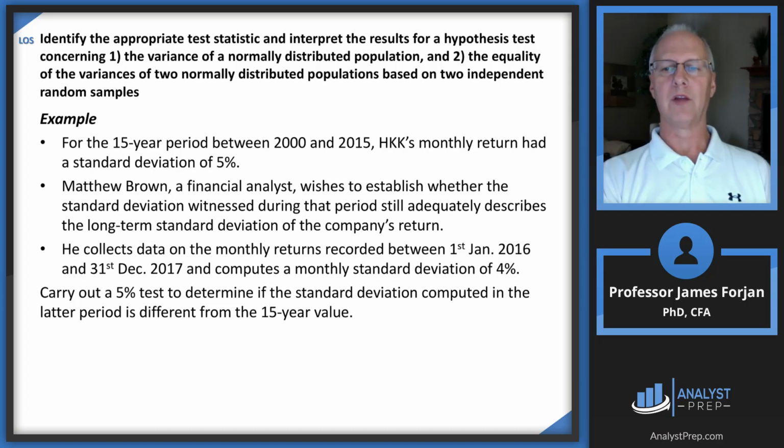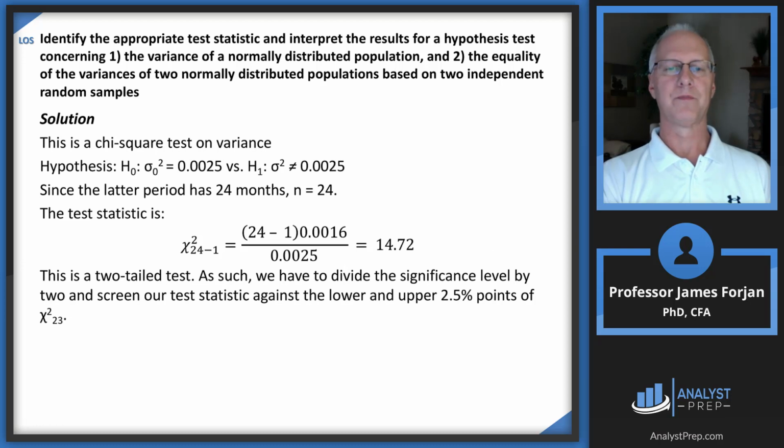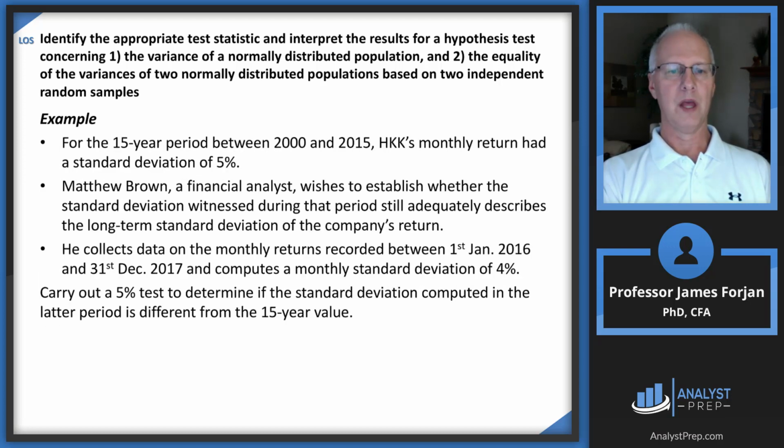Square that to get the variance. 4 times 4 is 16. So you get a chi-square of 14.72. And this is a two-tailed test, because how did we word this back here in the previous? Carry out a test to determine if the standard deviation is different. That means it could be greater than or it could be less than. So that's a two-tailed test.